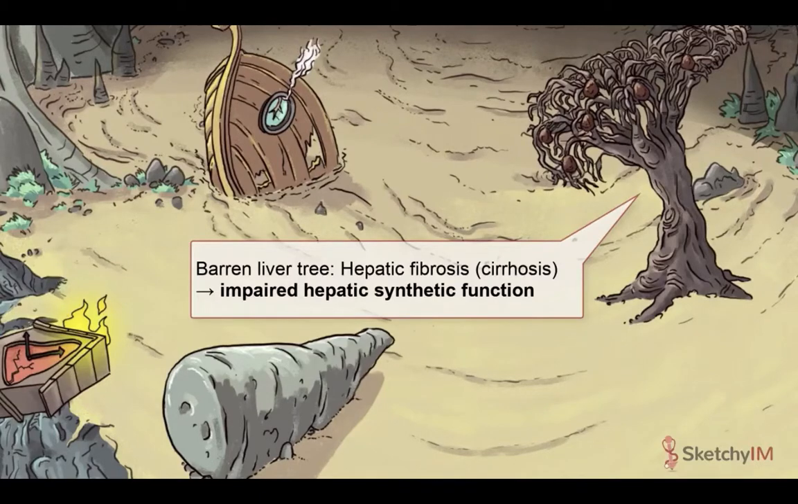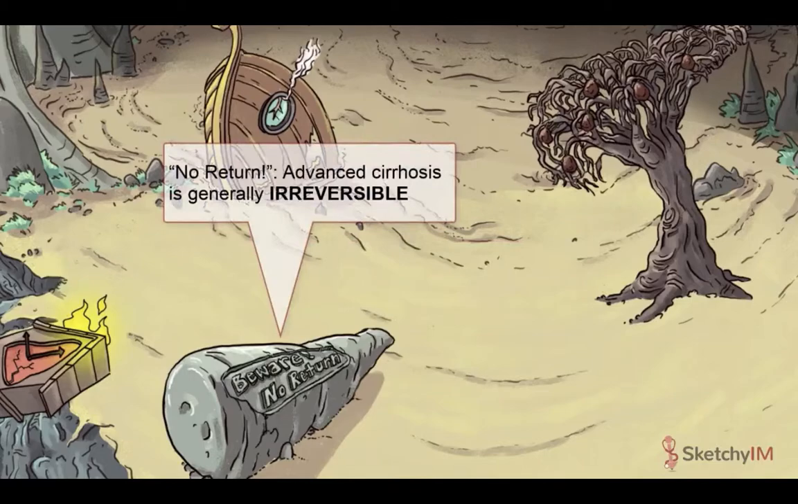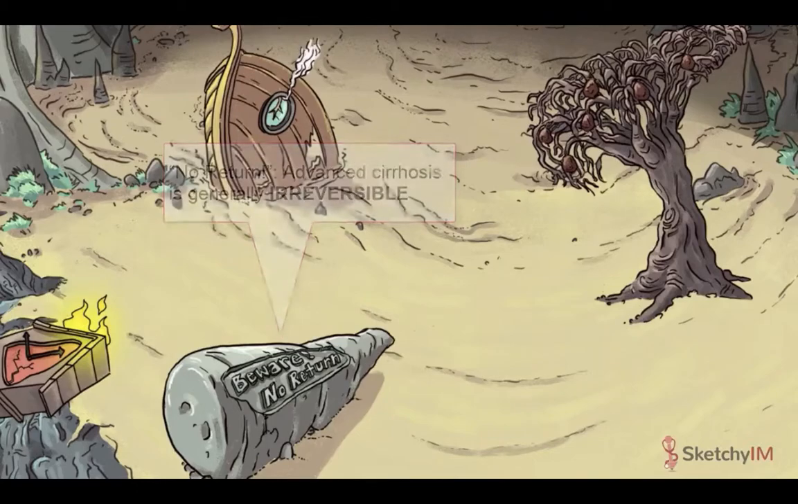So tell me, oh muse, why do we care about cirrhosis? Well, for starters, while very early cirrhosis may be somewhat reversible, advanced cirrhosis is not. So if it goes on long enough, the only thing we can do for patients at that point is transplant. As you'll see over the course of the next two sketches, patients with cirrhosis are susceptible to a variety of complications, and their life expectancy is significantly reduced.